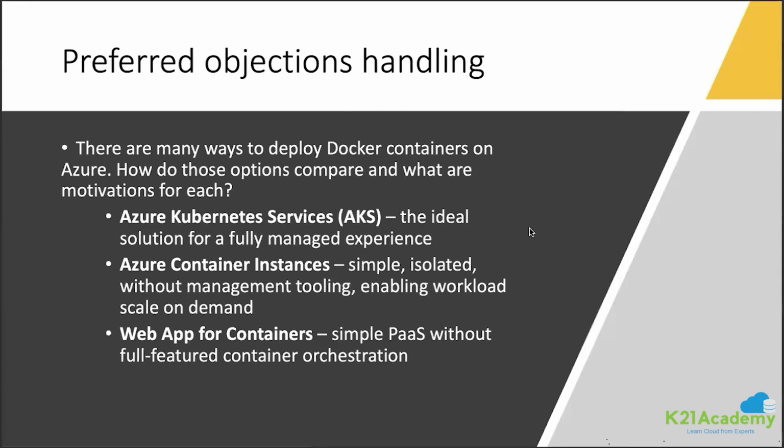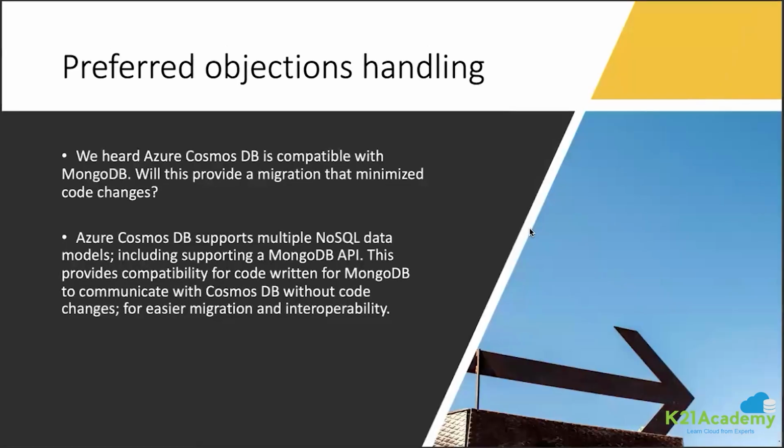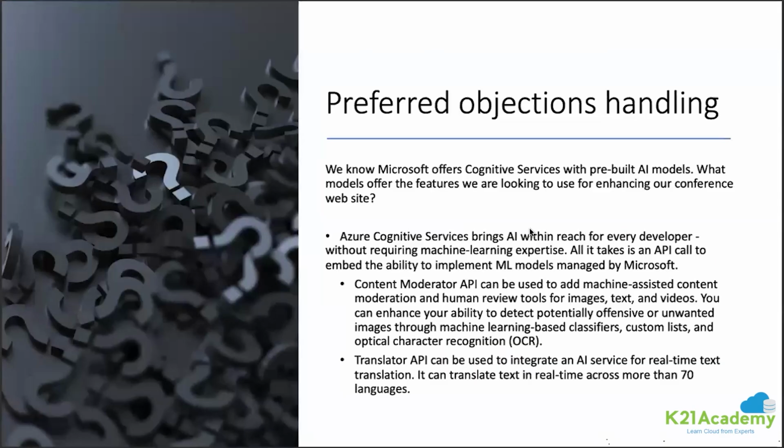Then along with that, is there any option in Azure that provides a container orchestration platform? That is something we talked about, AKS. Next: we heard that Azure Cosmos DB is compatible with MongoDB. Will this provide a migration that minimizes code change? So Azure Cosmos DB basically supports multiple NoSQL data models, right? MongoDB is one of them. So it provides compatibility for code written for MongoDB to communicate with Cosmos DB without code change, for easier migration and interoperability. So you don't have to perform any code change, and it will help you take care of that activity.